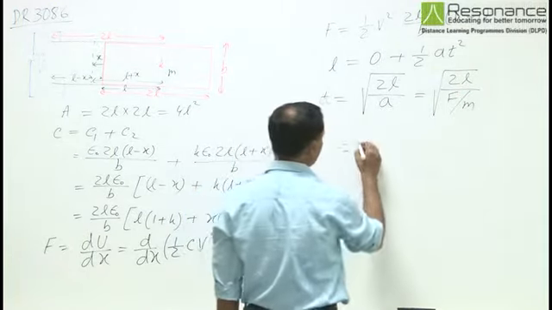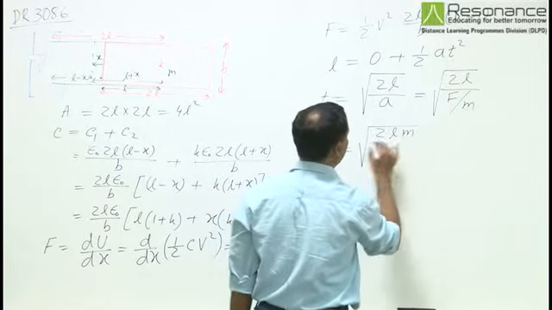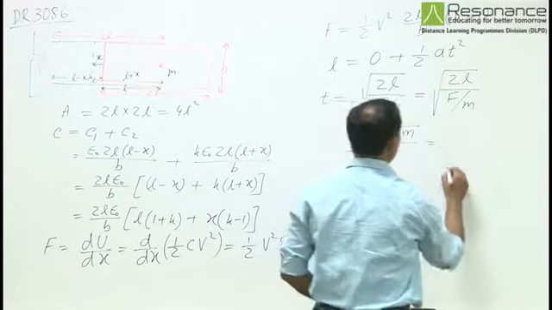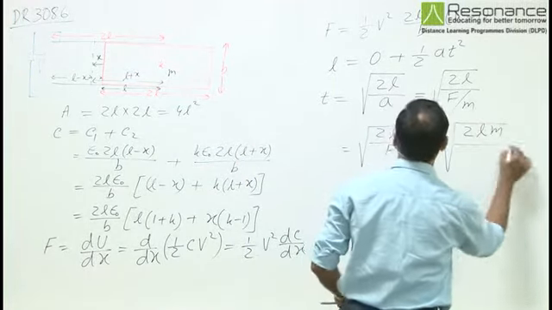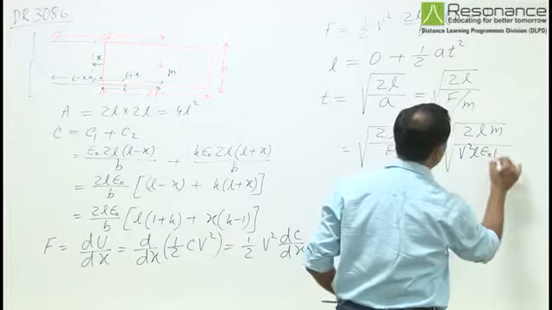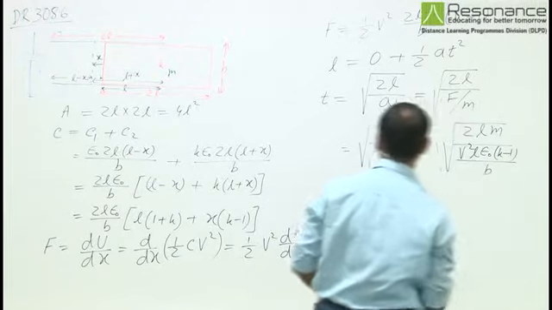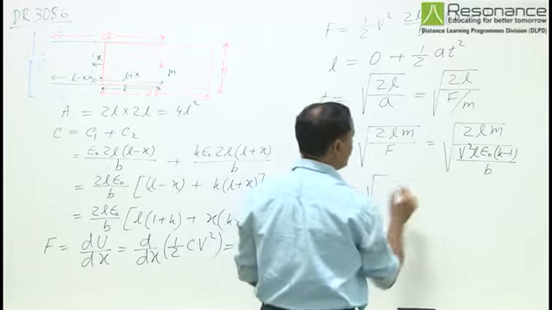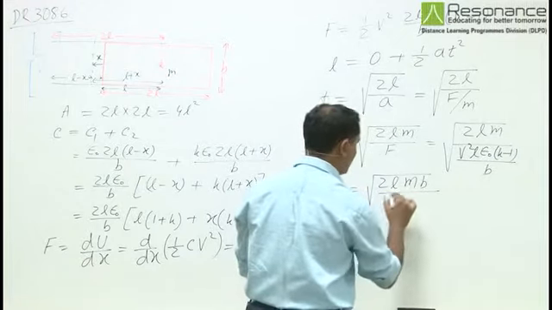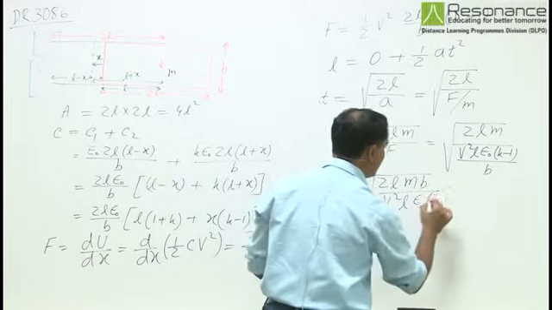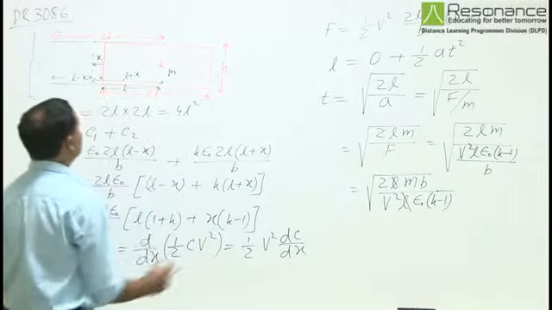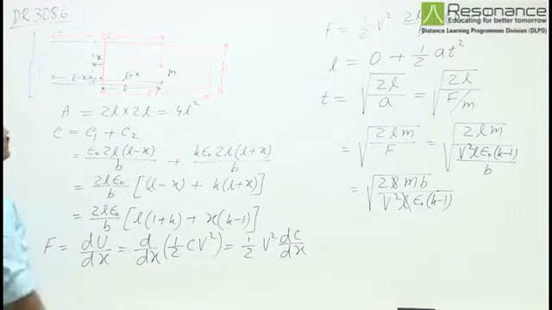So we can write the distance traveled L is equal to 0 plus half A T square, or T is equal to under root 2L by A, and the acceleration A is nothing but force upon mass. So this is equal to under root 2Lm by F. Now if we put the value of F here, 2Lm by F is V square L epsilon naught K minus 1 by B. So it is equal to under root 2L m B by V square L epsilon naught K minus 1. This L is cancelled. So t is the time to travel 1/4 of the distance.